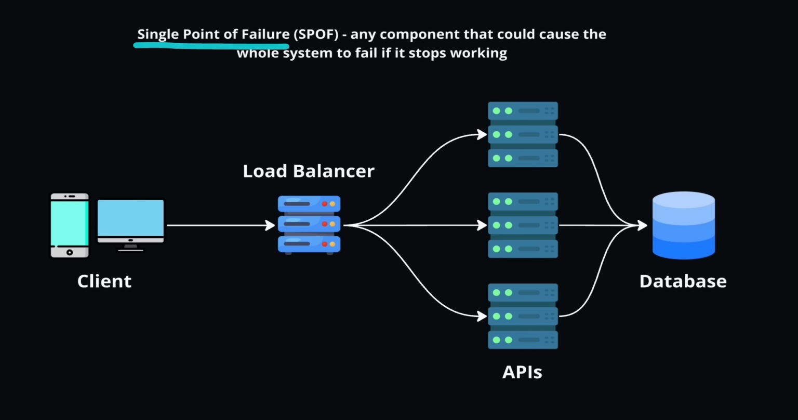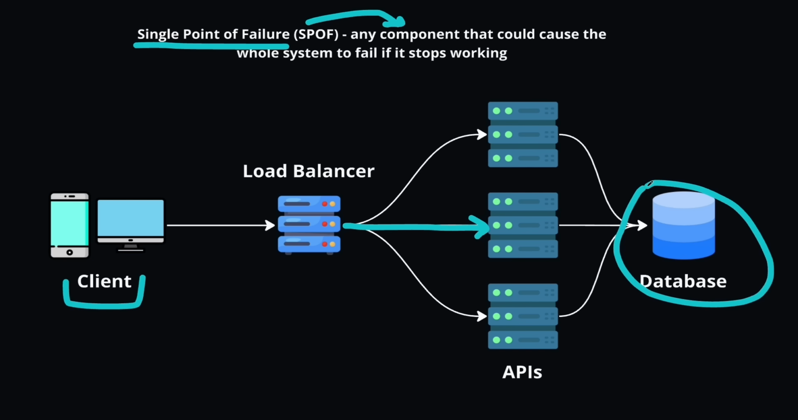This is one part of your whole system that whenever it fails, it will bring the entire system down with it. So to put it simply, it is any component that could cause the whole system to fail whenever it stops working. For example, if you imagine this setup, when the clients connect to our load balancer and then the load balancer distributes them to the APIs, and then we have a single database which is used for all API servers. The database here is one example of a single point of failure.